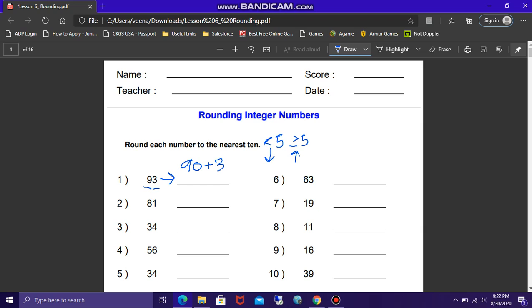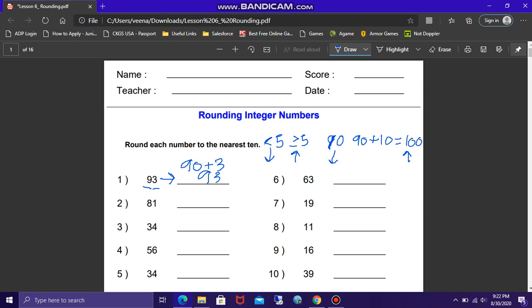So when you round down, the first place value, like the tens place, always stays the same. When it rounds up, it's going to be the plus 1 of this. So let's say we have 90 plus 1 ten, which would be equal to 100. That'd be when it goes up. So for this one, it'd be 90.